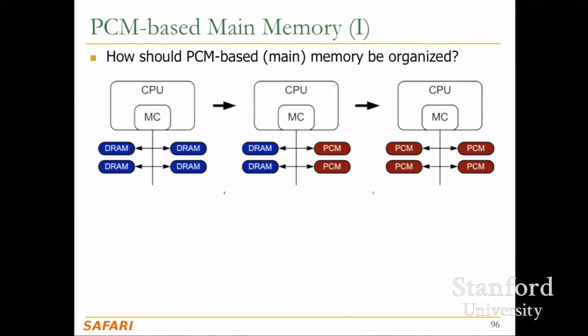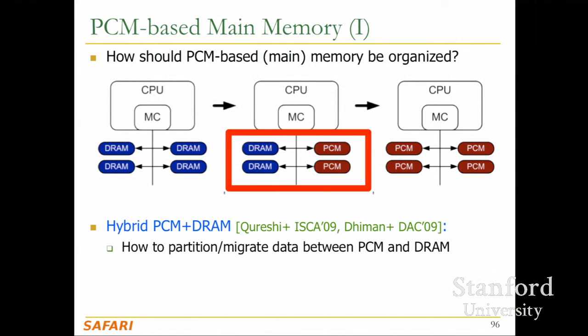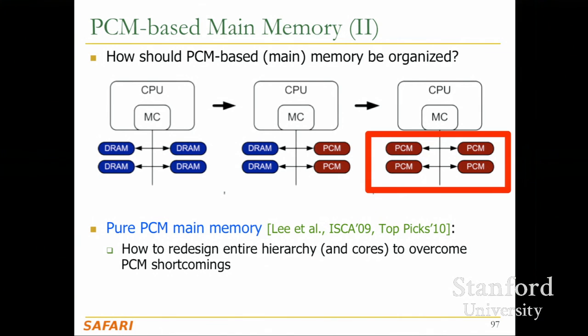Very quickly, I'll go over our thinking over the years. This is actually a slide from 2008 when we first started looking at this. We asked the question, how should we organize phase change memory-based main memory? Our first idea was that some memory in the system will remain as DRAM, and some memory will be PCM. In this case, how you partition and migrate data between PCM and DRAM becomes a problem. I'm going to talk about that later on. But we were more aggressive at the time. We wanted to examine the implications of this, at least in terms of performance and energy to begin with. So we wanted to look at pure PCM-based main memory.